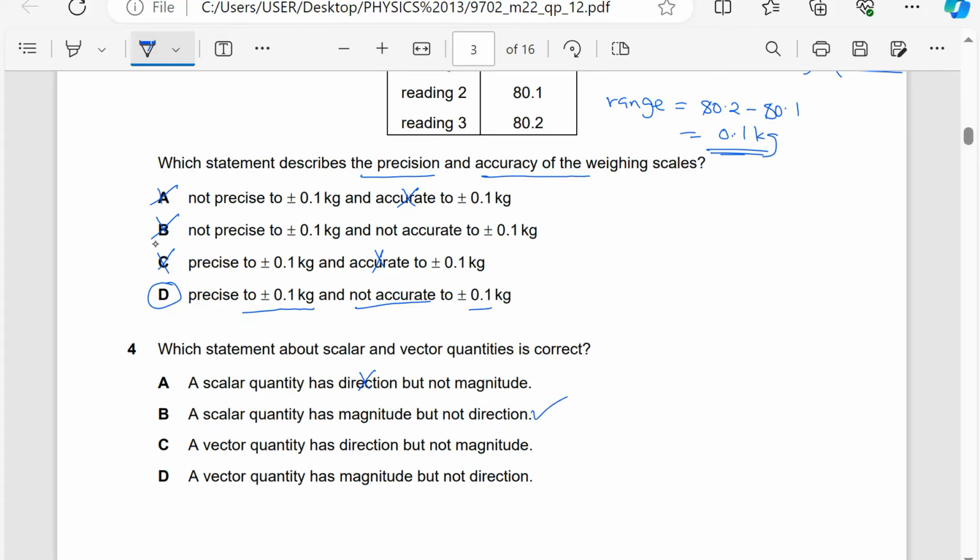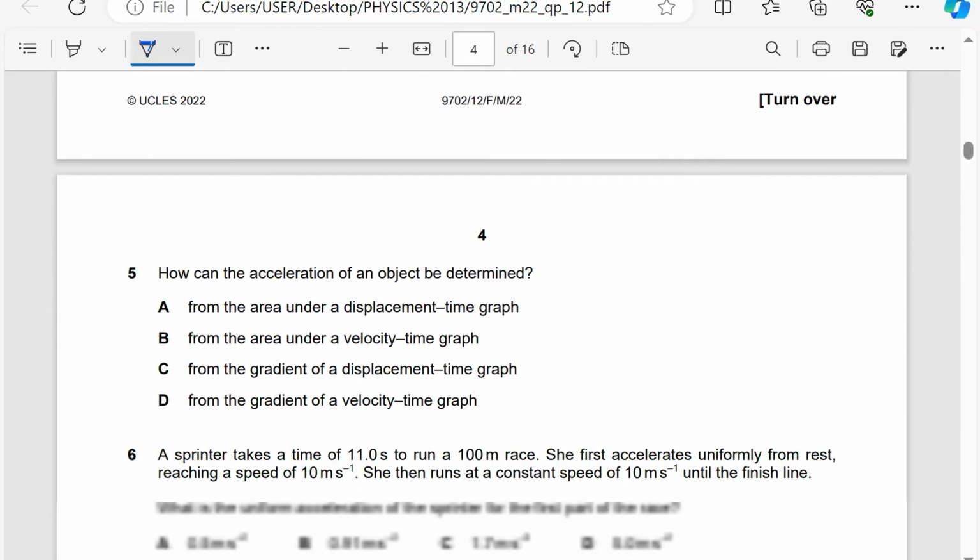A vector has direction, but not magnitude. A vector has magnitude too, and direction. A vector has magnitude, but not direction. A vector has both magnitude and direction. So the answer is B. A scalar has magnitude, but not direction.